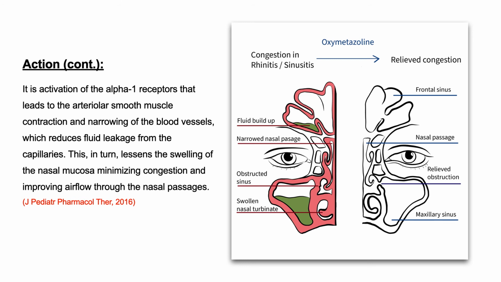We can see that there's fluid buildup, an obstructed sinus, a swollen nasal turbinate, and a narrowed nasal passage which restricts airflow. We can see now, after oxymetazoline has been administered, that it helps relieve congestion. We can see decreased inflammation in the frontal and maxillary sinuses, no fluid buildup, a clear nasal passage, and relieved obstruction indicated by this little gap over here.